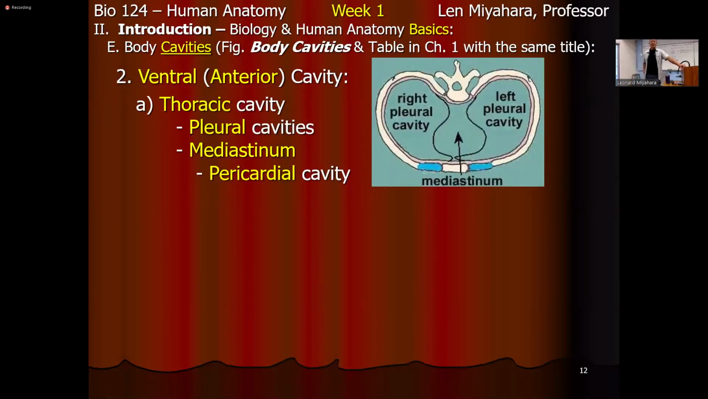So this is from the thoracic cavity. Can anybody tell me, up on the top there, what type of body plane is that picture? Vertebral. Transverse? That's a transverse plane. Very good. And you can see how the two pleural cavities are divided by the mediastinum.